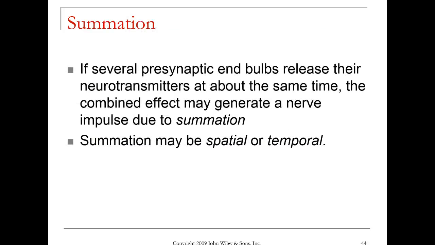So we've already seen summation. I believe it was in the first lecture. Summation is when you have several different graded potentials, several different postsynaptic potentials coming in either at the same time or maybe in sequence. So if several presynaptic end bulbs release their neurotransmitter about the same time, the combined effects could sum up and be enough for a nervous impulse. That could be several presynaptic end bulbs, several neurons coming in. That would be called spatial summation. Or you could have a single presynaptic neuron constantly releasing a little bit of the neurotransmitter. That would be temporal summation.